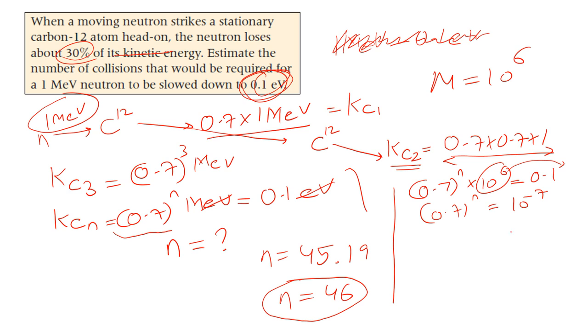Now you can use the calculator, or directly use the log. If I take log on both sides, n log of 0.7 will be equal to log of 10 to the power minus 7. Now the base of log is 10, so on the right hand side you will just get minus 7, and on the left hand side you will get n times log of 0.7 to the base 10. After this you can use your calculators and check what you get.